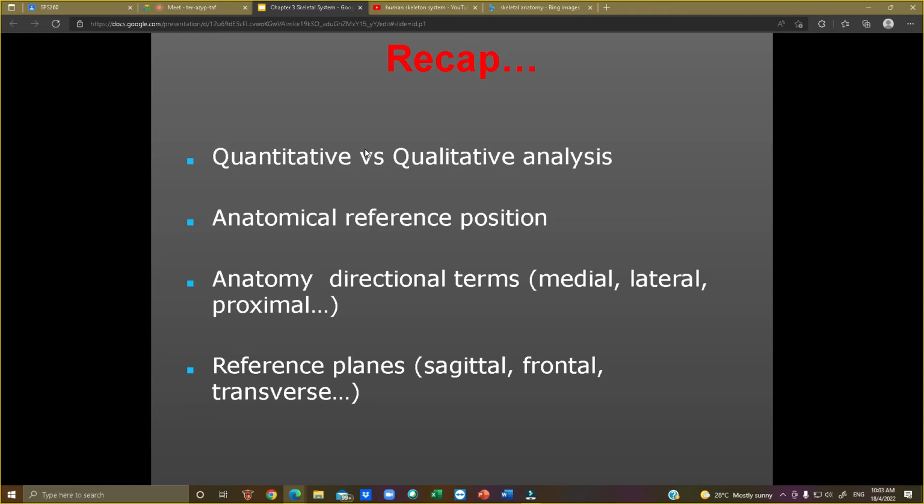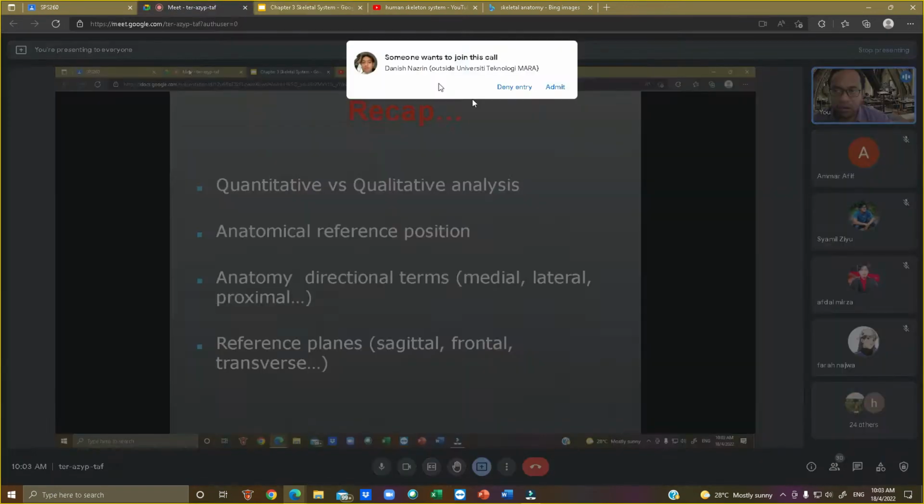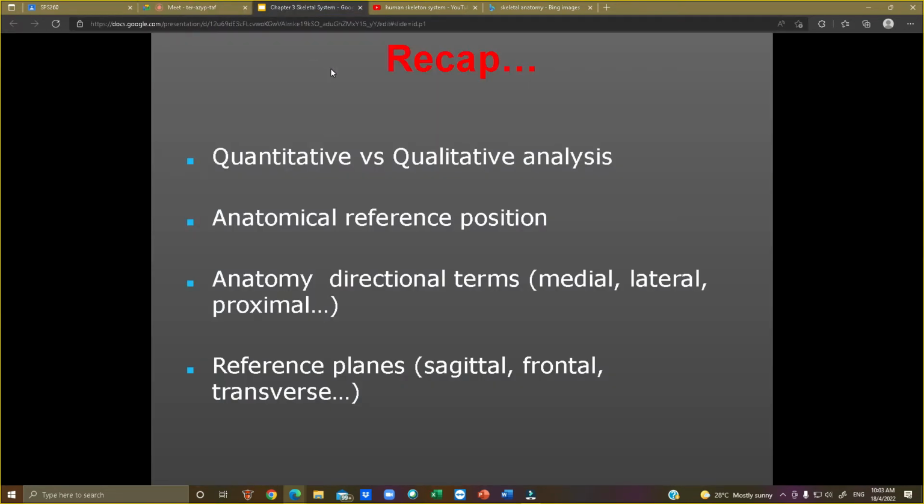With that anatomical reference position, we have some directional terms such as medial and lateral, which mean towards the midline or away from the midline. We have superficial and deep, which is towards the skin or into the skin. Superior and inferior, where superior is more towards the head, while away from the head is inferior. Anterior and posterior, where towards the front of the body is anterior, and towards the back of the body is posterior.